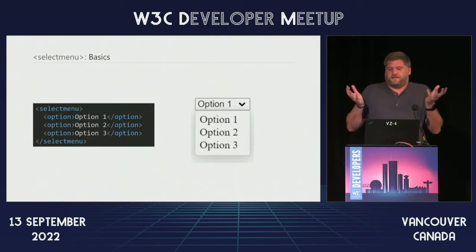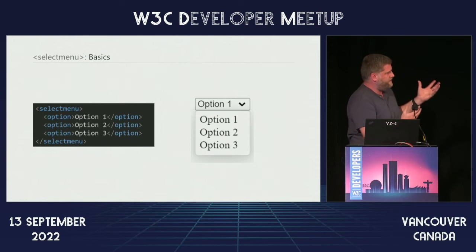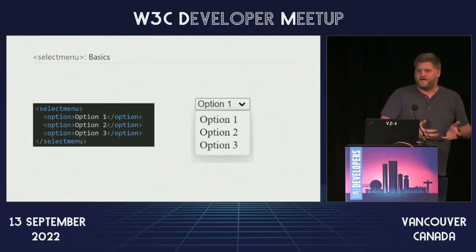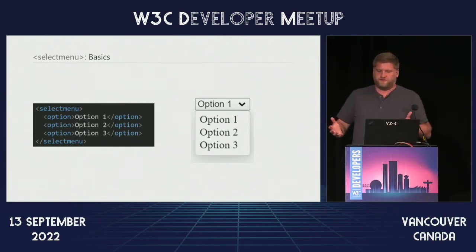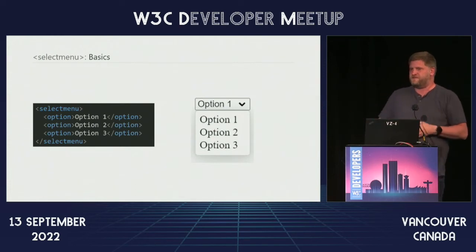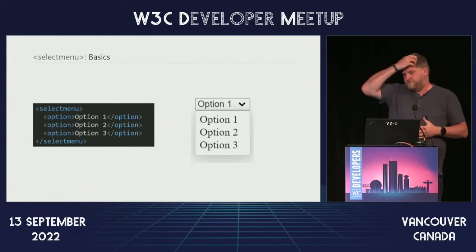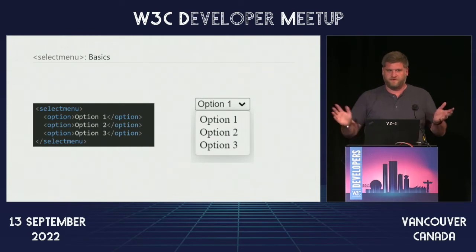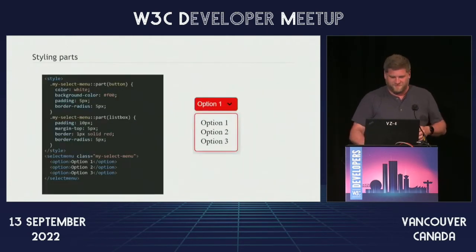So this is select menu in basic form. This should not be necessarily shocking to anybody. It's basically a select menu. It should look identical to select, effectively, with a bunch of options. And it renders, as you can see, nothing remarkable yet. Everybody with me? All right, okay, cool.